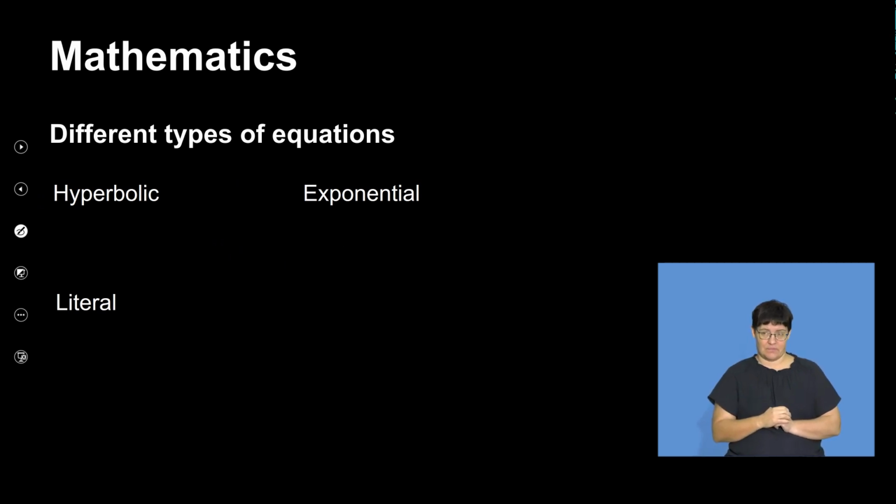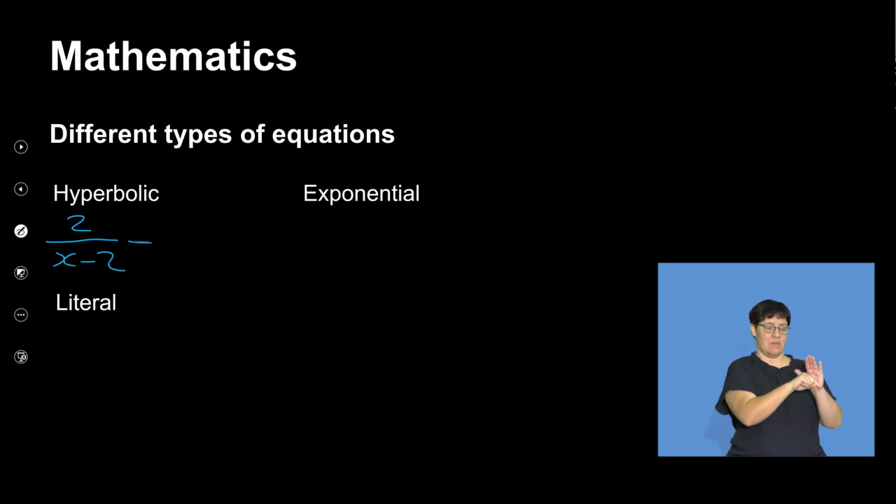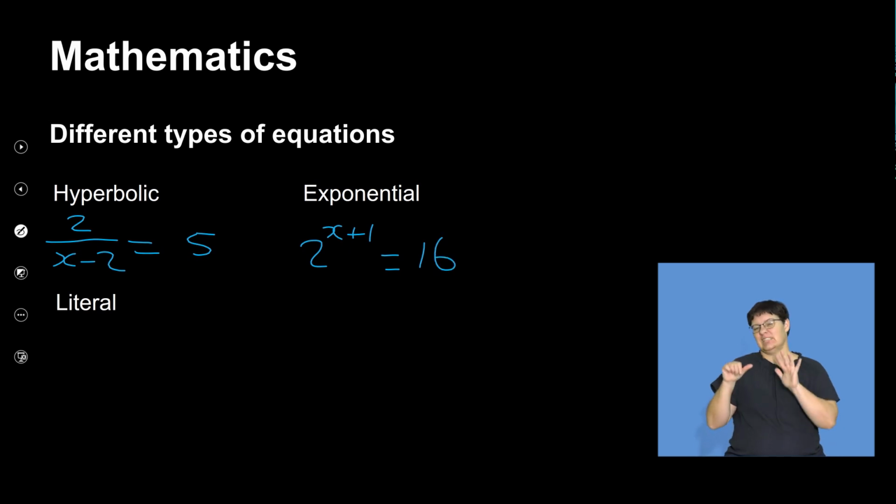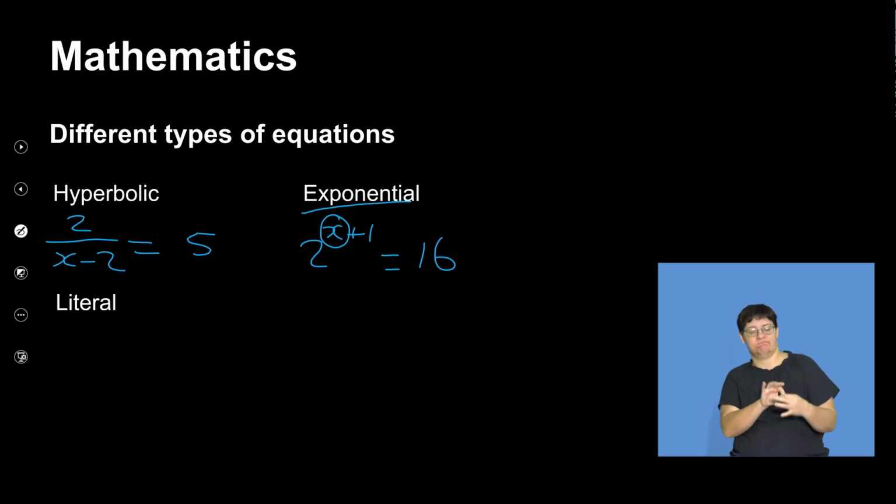We also have a hyperbolic equation, which will be like 2 over x minus 2 equals, you can say, 5. This is an example of a hyperbolic equation. And then lastly, the exponential equation, we'll talk about it at a later stage. The exponential equation will be 2 to the exponent of x plus 1 equals 16. It doesn't really matter. These are just made up things, right? But they are mathematically correct. Exponential because the variable is part of the exponent. That's how we call it an exponential equation.